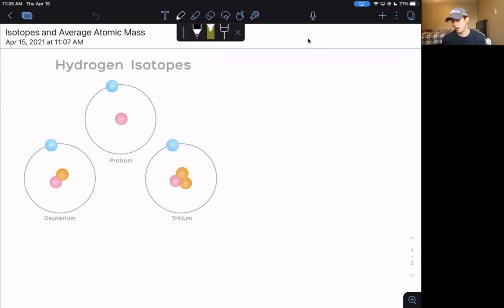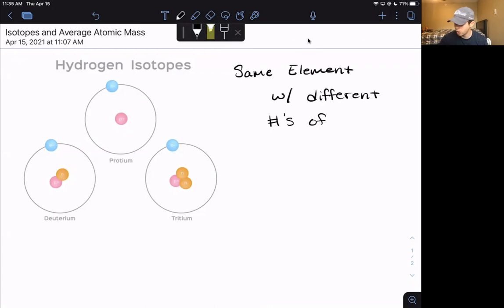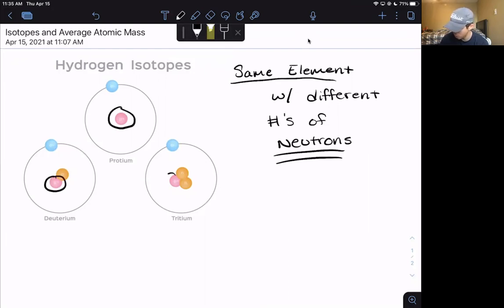So isotopes are the same atom, the same element, with different numbers of neutrons. So that's really important. They're the same element, which means the same number of protons. So we can see one proton, one proton, one proton, because all of these are isotopes of hydrogen. But one thing that they all have different is the number of neutrons.